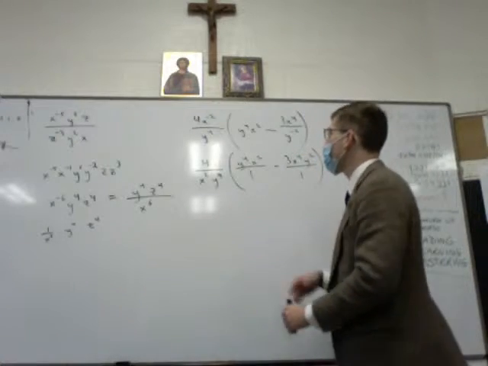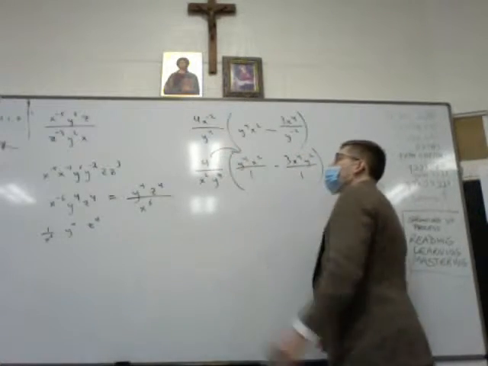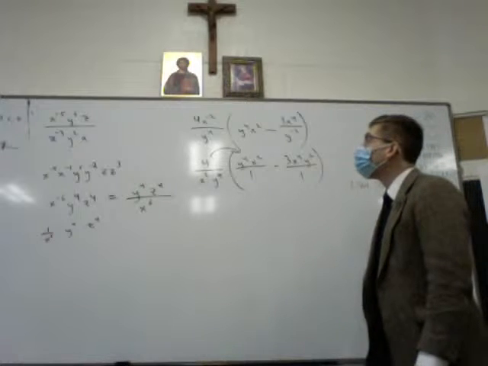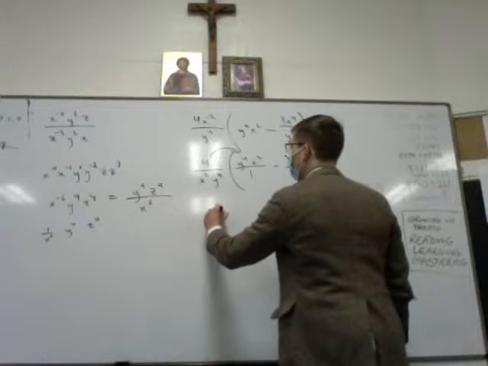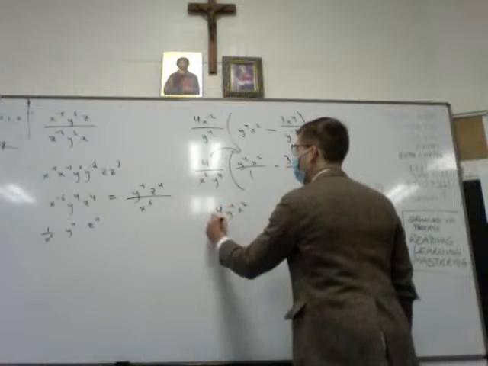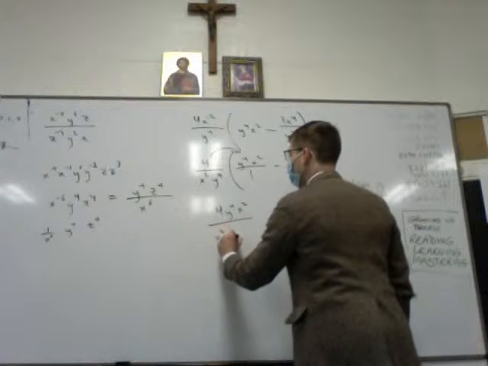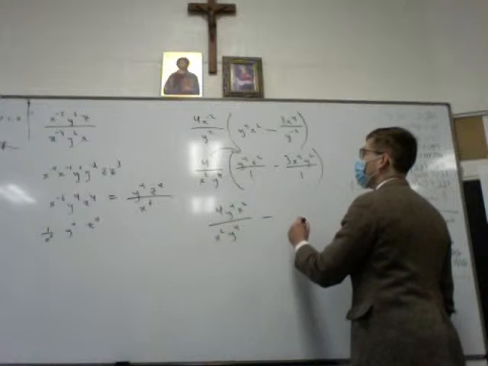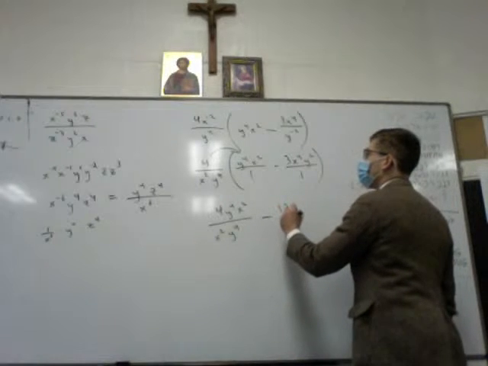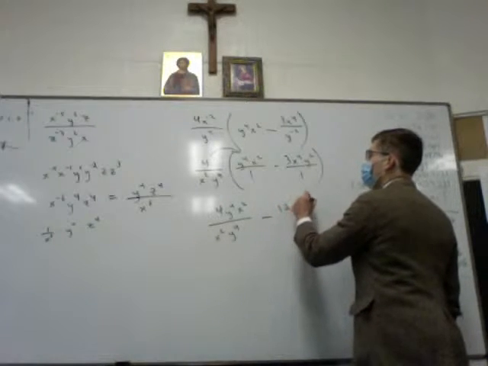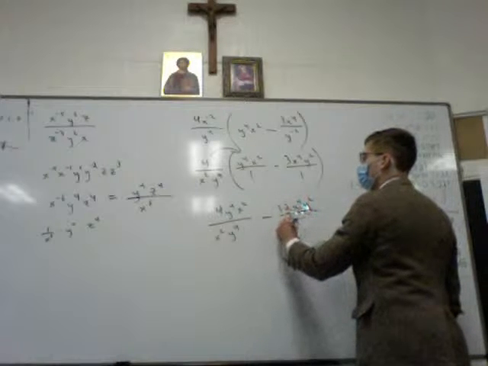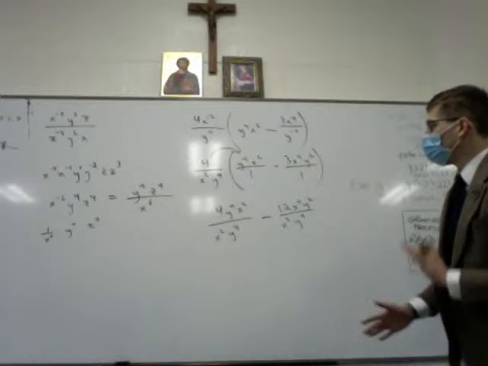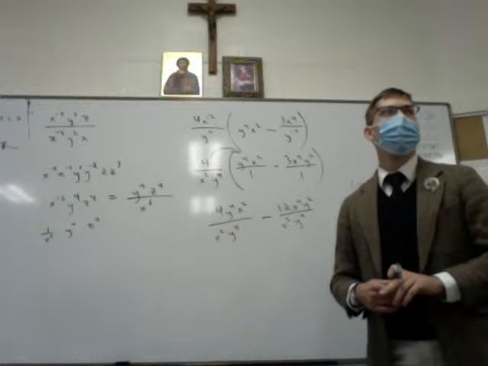All right, so now let's distribute. When we multiply these two terms together, what are we going to get? 4y to the fourth over x squared y, minus 12x to the fourth y squared over x squared y. Okay. What do we do now?